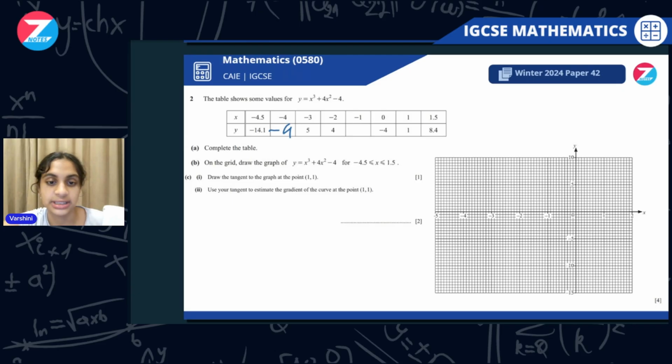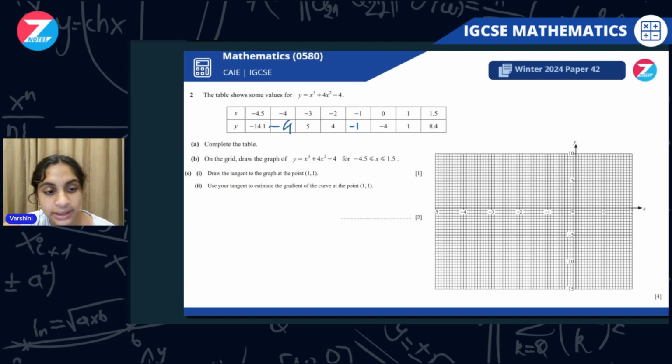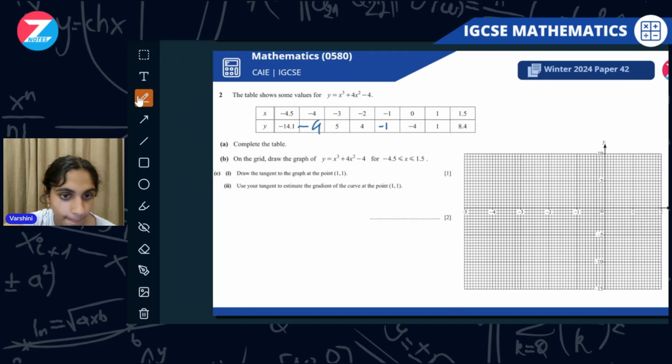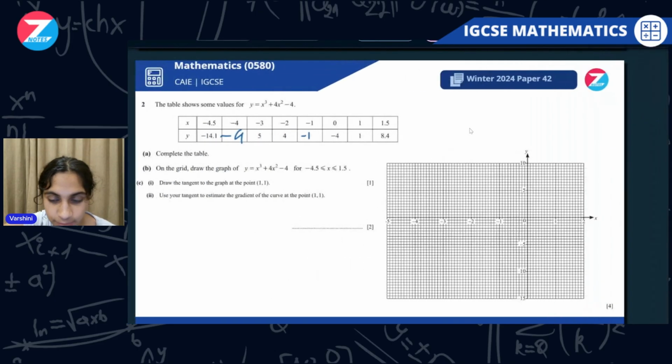And now we just need this value. Again, we're just going to substitute in minus 1, and we're going to get minus 1 as the answer. Okay. On the grid, draw the graph of y equals x cubed plus 4x squared minus 4 for this x value, which is just this to this. So all we need to do is plot the graph.